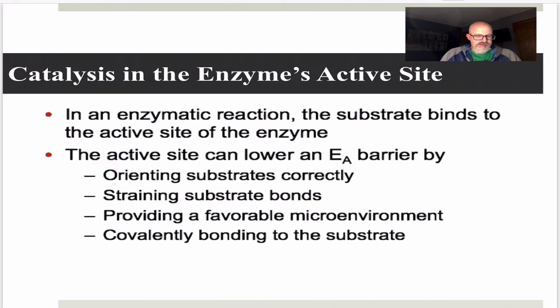So the enzyme grabs them, puts them together. So we can orient them correctly. It's straining the substrate bonds, so it makes them organize and either break or bond faster. It gives them a more favorable microenvironment for the bonds to happen or to break. And it can covalently bond to the substrate to hold everything tight. So it'll make it happen so much faster. Without it, we would be a very different organism because we would need these reactions to happen at a much quicker pace than they do.